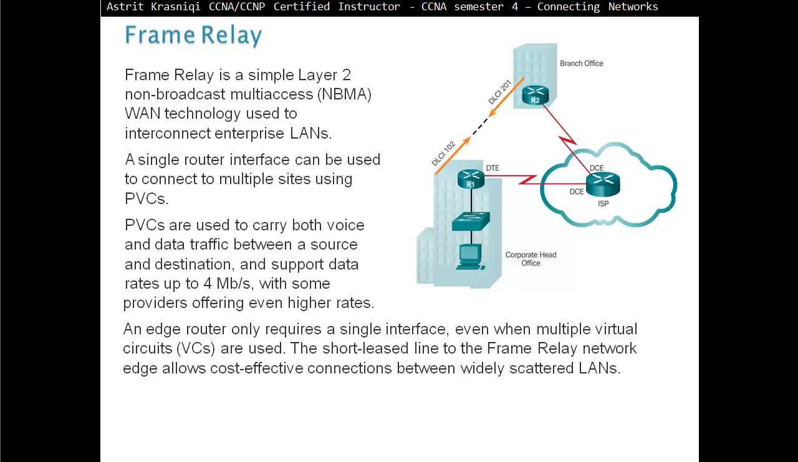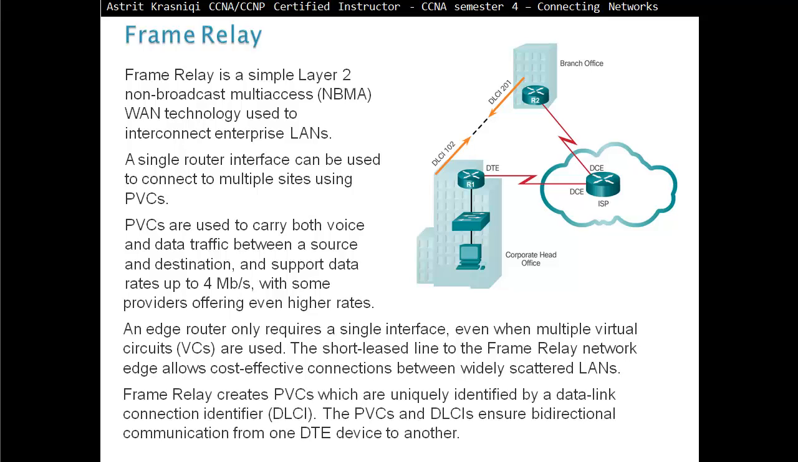The short leased line to the frame relay network edge allows cost-effective connection between widely scattered LANs. Frame relay creates permanent virtual circuits, which are uniquely identified by the Data Link Connection Identifier, or DLCI. The PVCs and DLCIs ensure bidirectional communication from one DTE device to another.